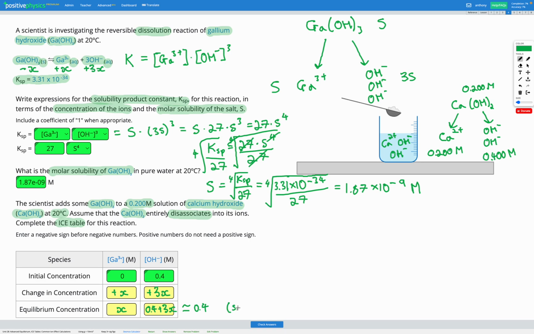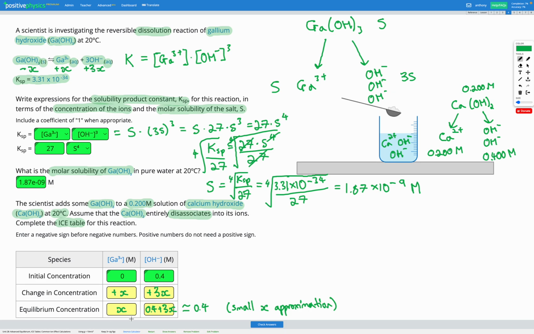This is called the small x approximation. So we're basically saying x is so small compared with 0.4 that it's basically not there. It doesn't add anything to our number. So we're using the small x approximation to simplify our algebra to say that the equilibrium concentration of hydroxide is going to basically just be 0.4. It's barely going to change.